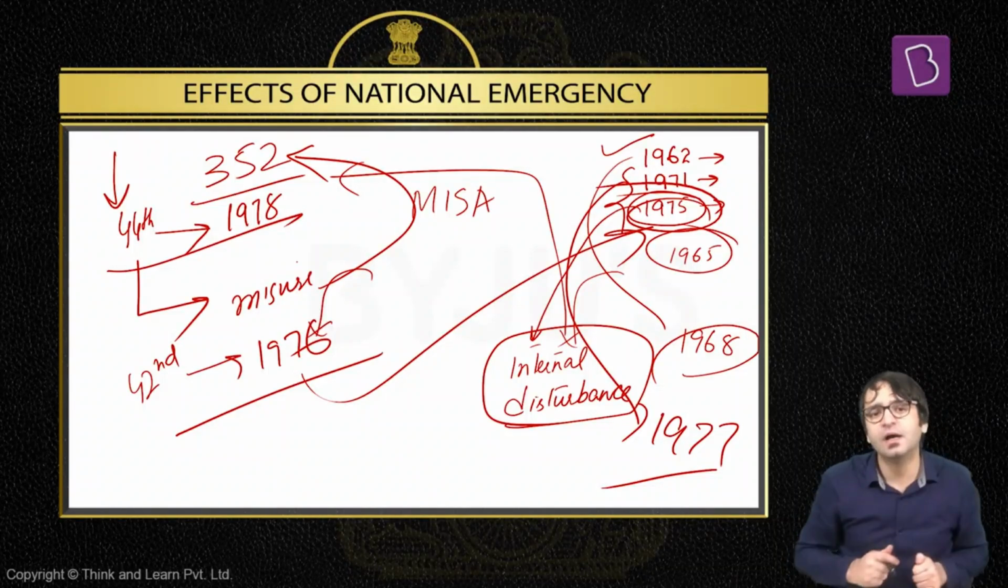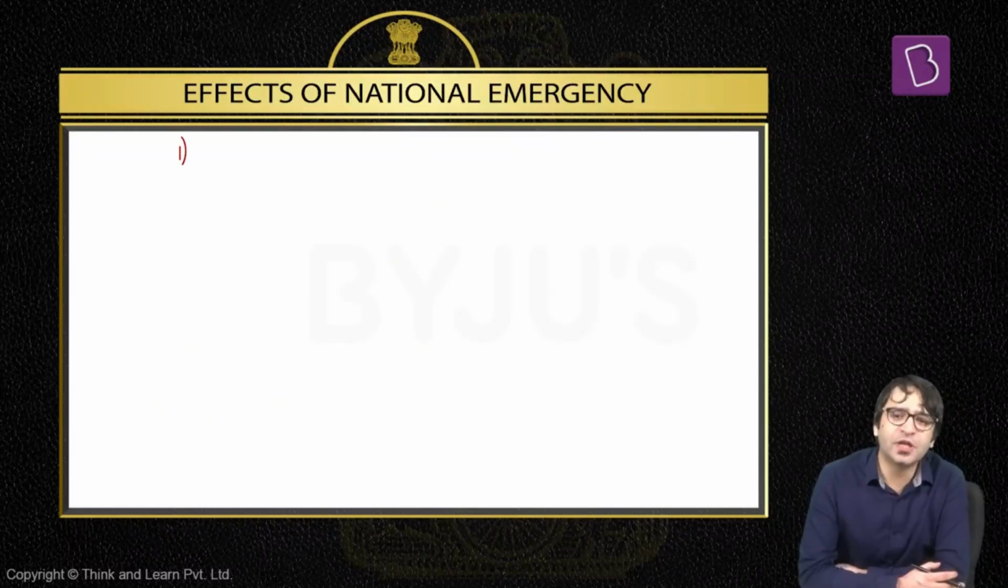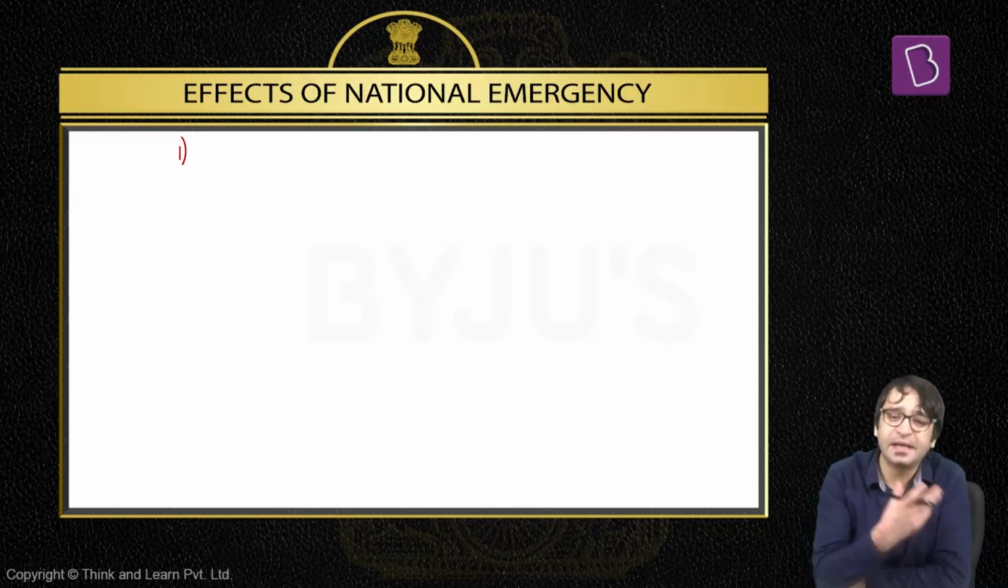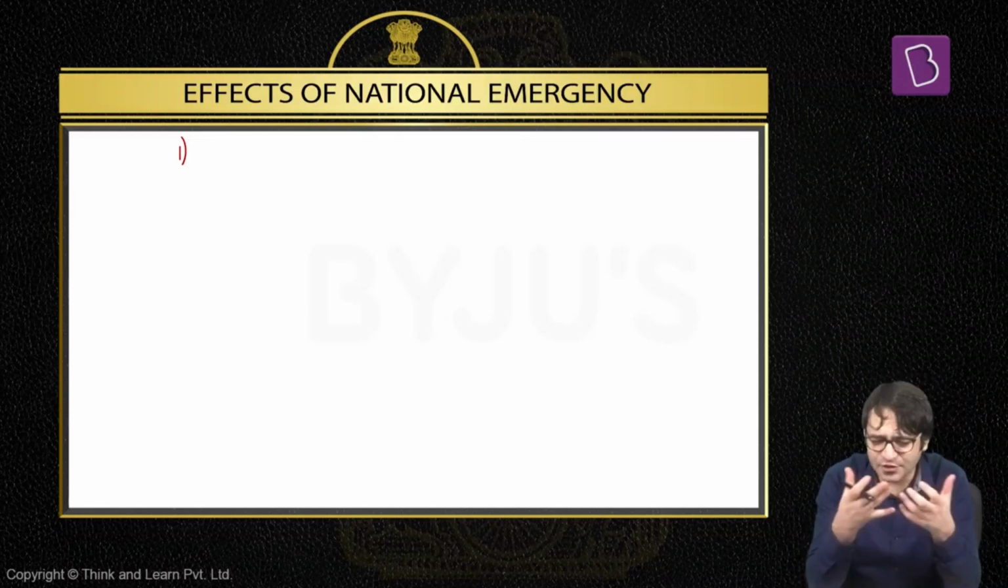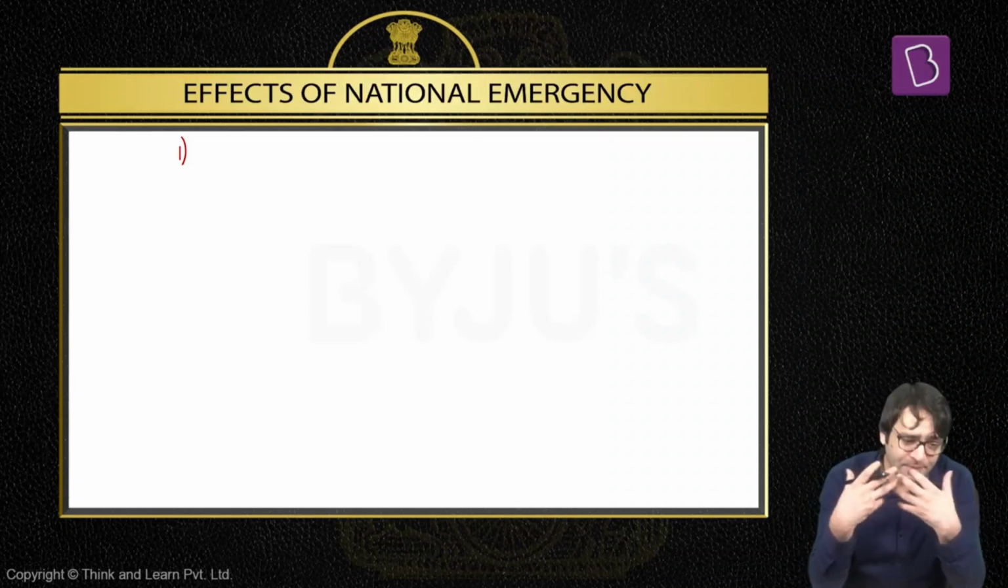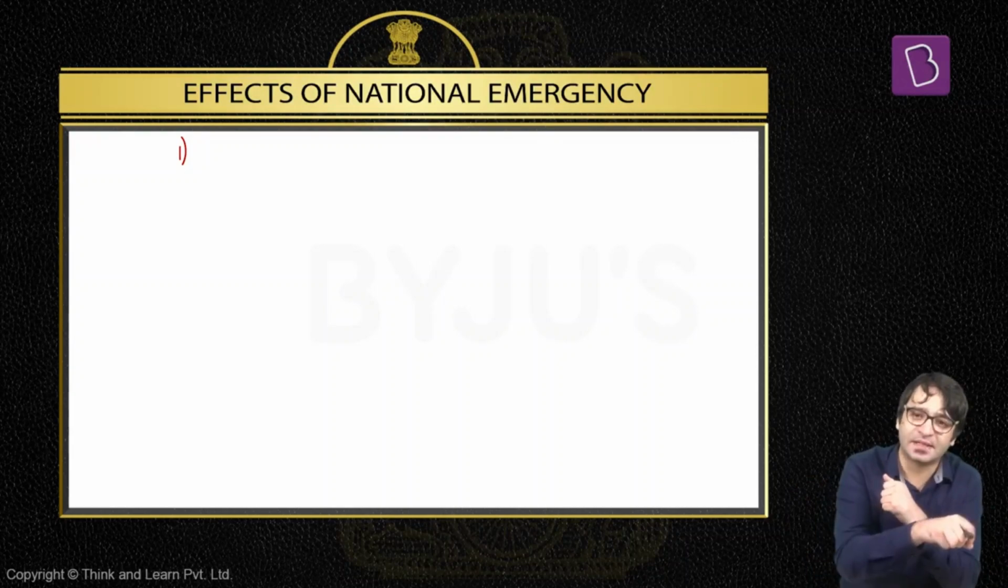Feature number one, I told you that national emergency can be imposed by the President only on the written advice of the Cabinet. This written advice of the Cabinet was inserted because of 44th Amendment. 1975, when emergency was imposed in India, various reports say that Mrs. Indira Gandhi called the President, who was in his bathtub taking a bath, and based on the oral advice of the Prime Minister, the President proclaimed national emergency.